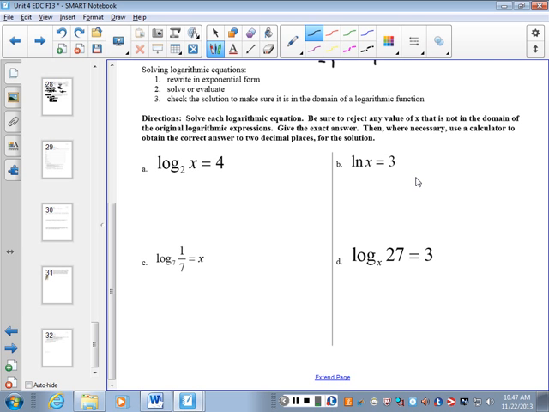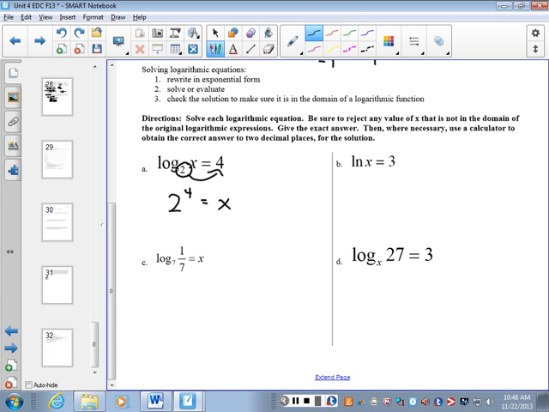So for the first equation, we have log base 2 of x equals 4. To solve these logarithmic equations, the first thing to do is to write them in exponential form. If I'm going to put this in exponential form, what is my base? 2. The base is your base in both forms. And then what's the exponent? 4, on the other side. So this is back to what we were doing on Monday. And that equals x.